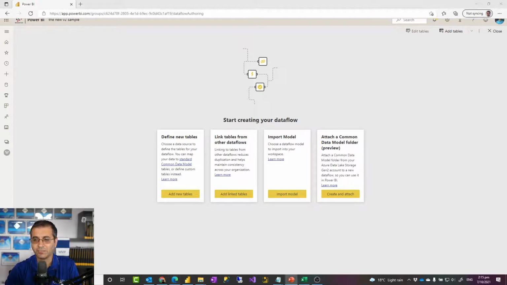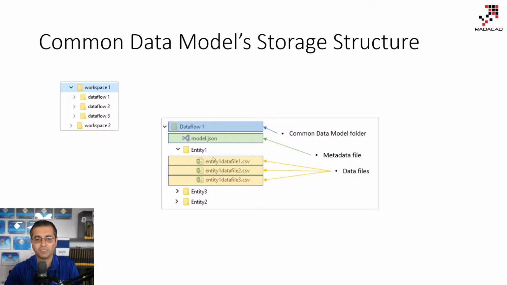So in fact, that common data model storage includes the data files, CSV files, and that model.json file, which means that if you use your own storage, you are able to connect to these using any other applications you want. If you want to use your own storage, of course, you need your own Azure subscription account for that.